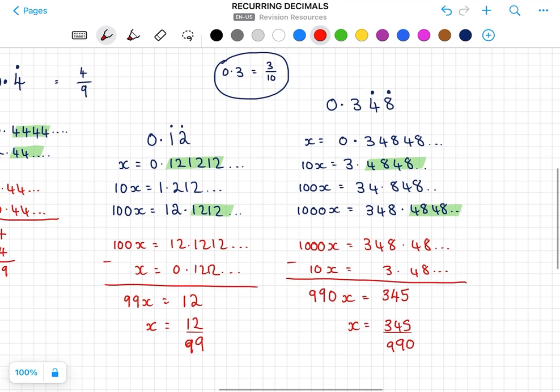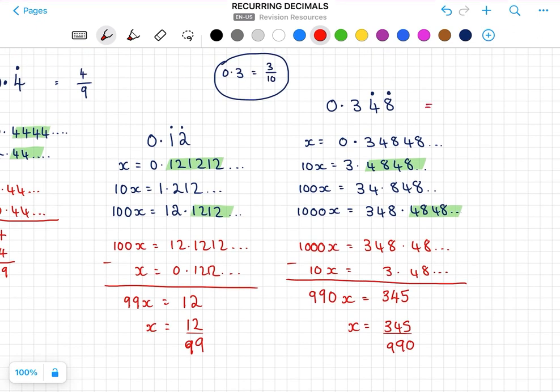So for example, if we had a question that says, show that 0.348 recurring simplifies to be 23 over 66, we've got to the point where we've got 345 over 990. How do we show that that simplifies to 23 over 66? If you did 345 divided by 23, you will find the value that you have simplified by. So we have divided top and bottom by 15. And that is how you show the fraction has simplified.